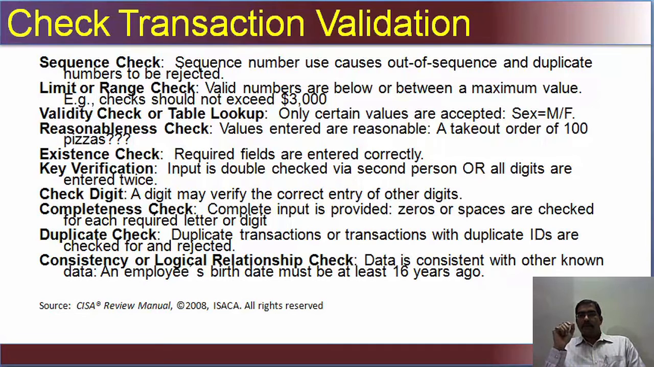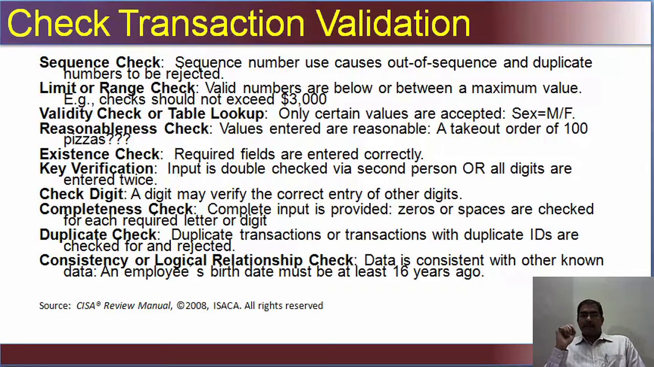Reasonableness check. Suppose a nut and bolt is ordered from a particular supplier and the order is say 100 nuts and bolts. That is the limit that is set for that vendor. Whether you can buy 1,000 from them, or here an example is given, a takeout order of 100 pizzas, it's not reasonable. It can be 1 pizza, 2 pizzas, 10 pizzas, not a value of 100. So the reasonableness of the quantity entered is also verified.